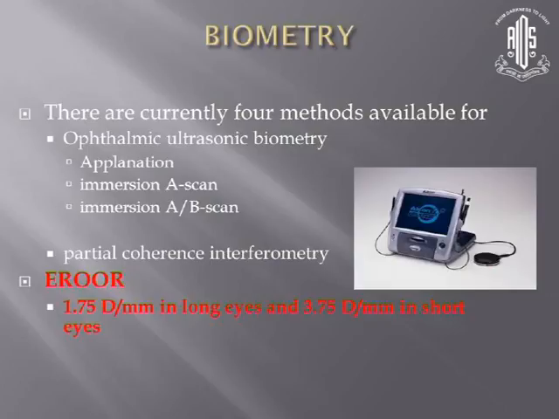Going to biometry, we all know that it's a process of measuring the axial length of the eye. Again, why is this more important? There is 1.75 diopter error per millimeter of error in long eyes, and up to 3.75 diopter of error per millimeter of error in measuring short eyes. So this is very important.